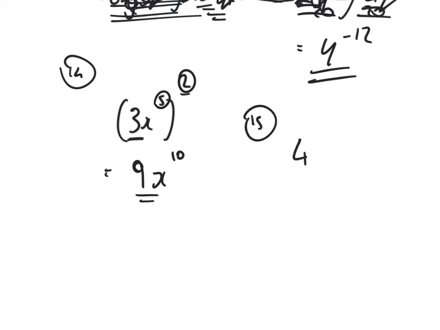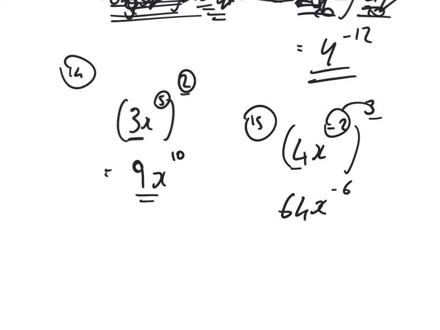Example 15, 4x to the minus 2 brought to the power 3. 4 cubed, well, 4 times 4 is 16, times that before is 64. Multiply the powers, minus 2 times 3 is minus 6, 64x to the minus 6.